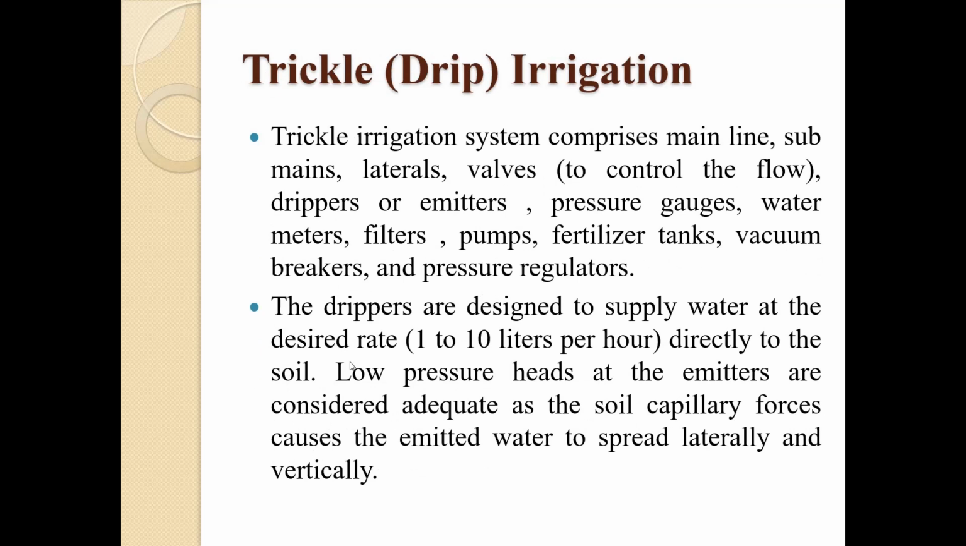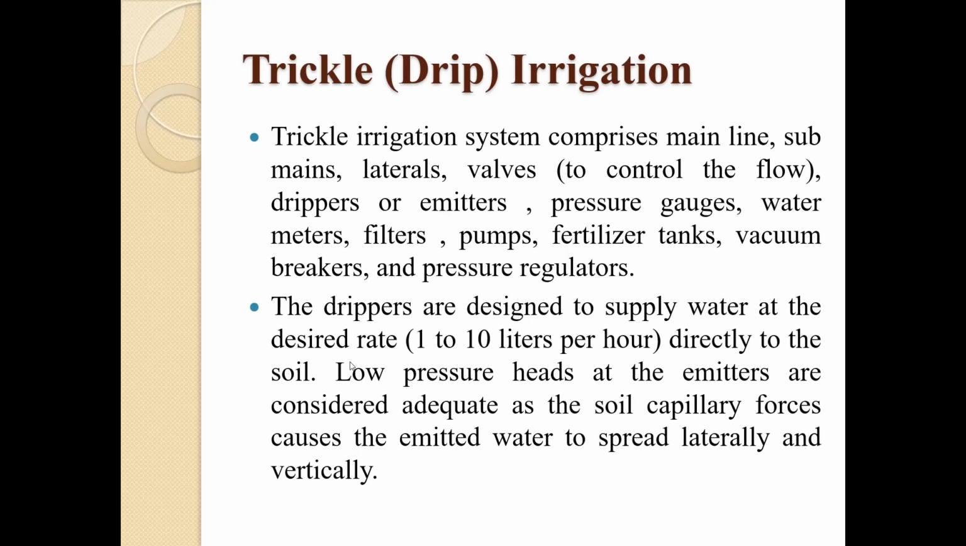The last is the trickle or drip irrigation. The trickle irrigation system comprises main line, sub-mains, laterals, valves to control the flow, drippers or emitters, then pressure gauges, water meters, filters, pumps, fertilizer tank, vacuum breakers, and pressure regulators. The drippers are designed to supply the water at the desired rate, that is 1 to 10 liter per hour.